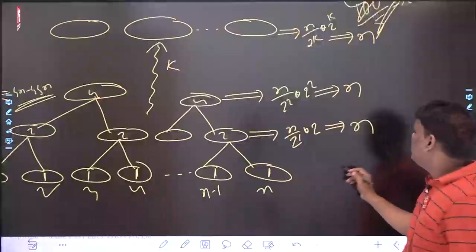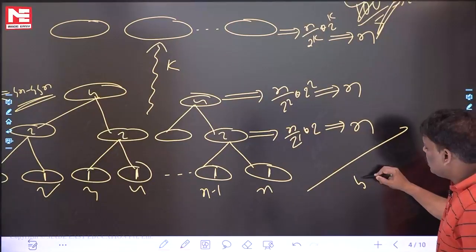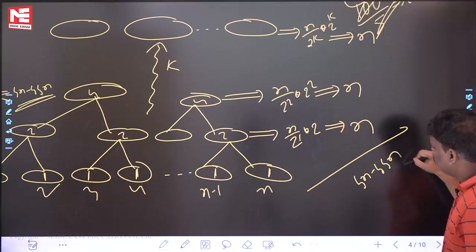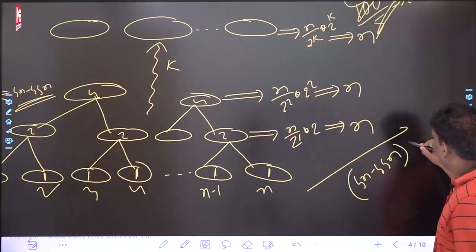Can you help me now? What is every level's cost? N. How many levels are there? Log n minus log log n. These many levels. What is every level's cost? Right, n.